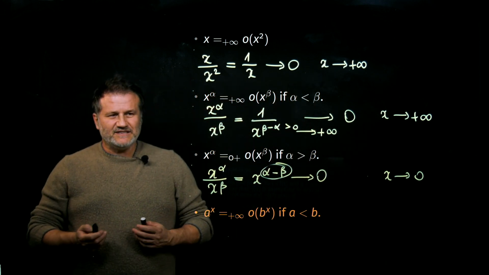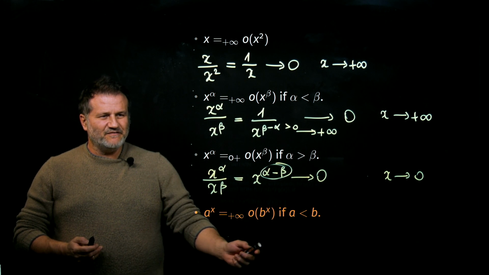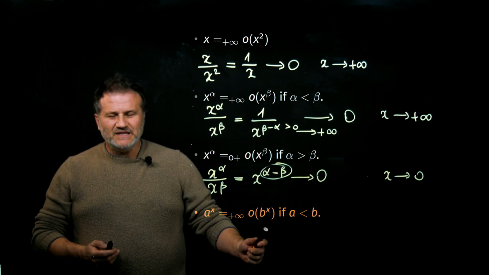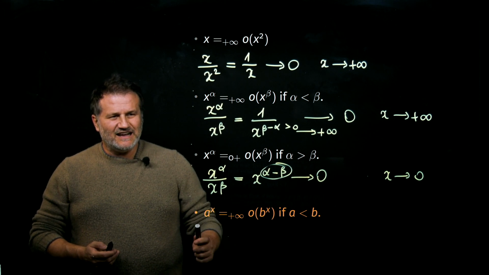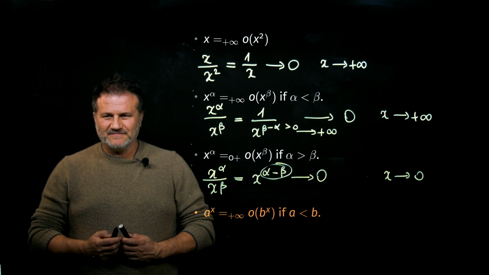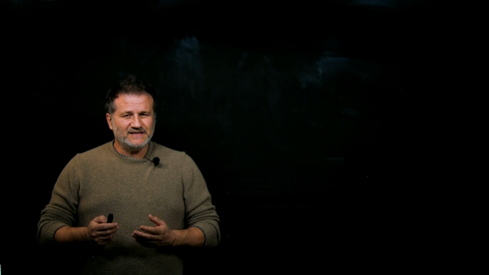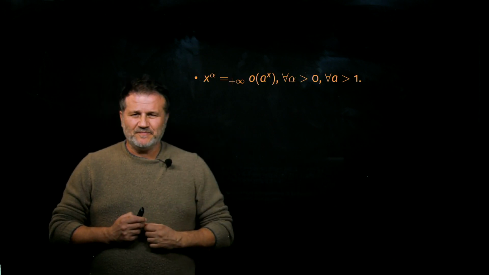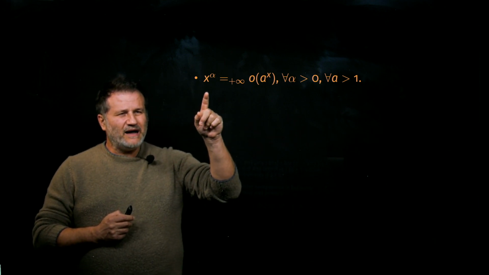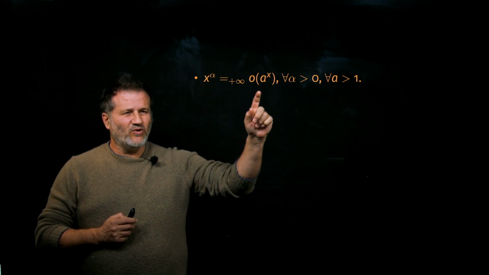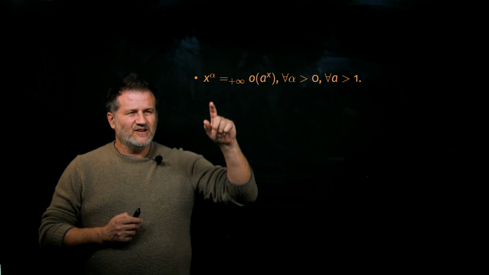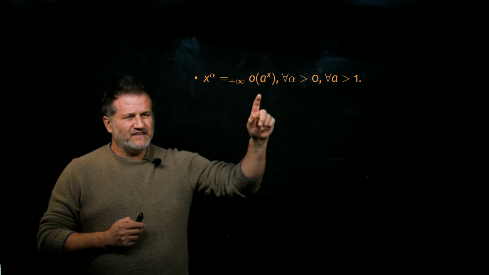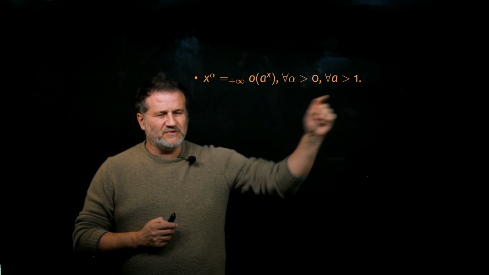We can also compare two exponentials, for example, at infinity, and we have that a to x is a little order of b to x if b is larger than a. An important comparison is between exponentials and powers at infinity. In this case, we have that powers are always little order of exponentials, whatever is the exponent of the power, alpha, positive, and whatever is the base of the exponential, greater than 1.